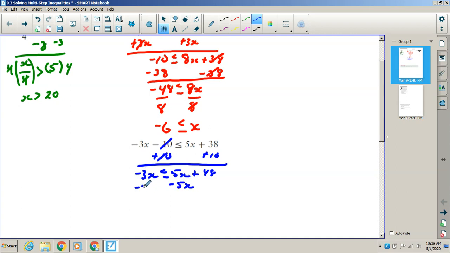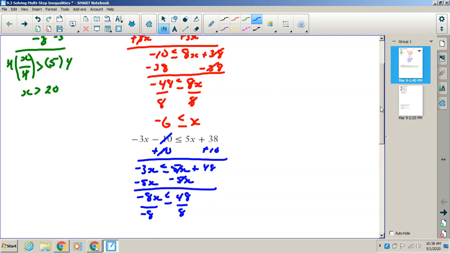I subtract 5x from both sides, and what I end up with, negative 3x minus 5x is negative 8x, less than or equal to, the 5x's are gone here, and I have 48. So I have negative 8x is less than or equal to 48. Now to solve for x, I divide both sides by negative 8.